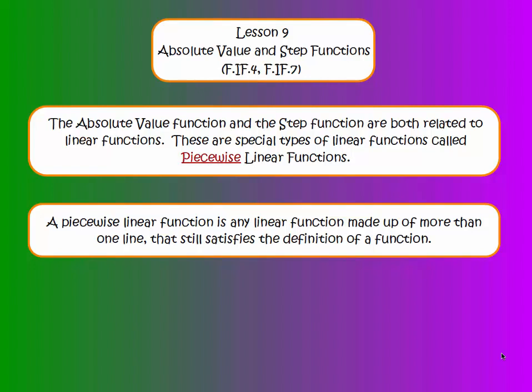In other words, it's going to pass that vertical line test. Or in terms of a function, it still has exactly one output for every input. So everything in the domain maps to exactly one element in the range. So what we'll see here is the absolute value function first. Let's take a look.